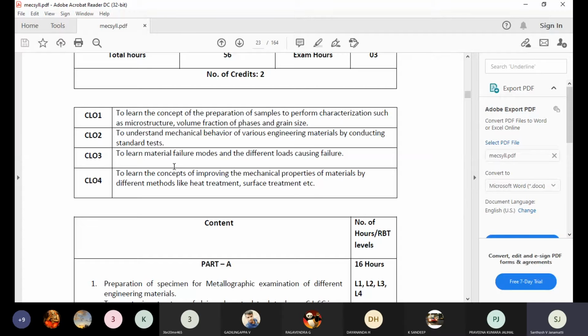Right? The compression loads are there, bending loads are there, shear loads are there, tensile loads are there, impact load is there, torsional load is there. So whenever these materials come under such kinds of loads, how does the fracture take place?